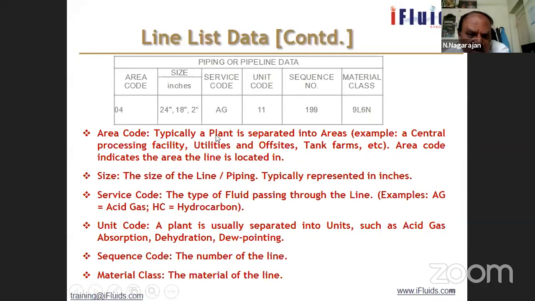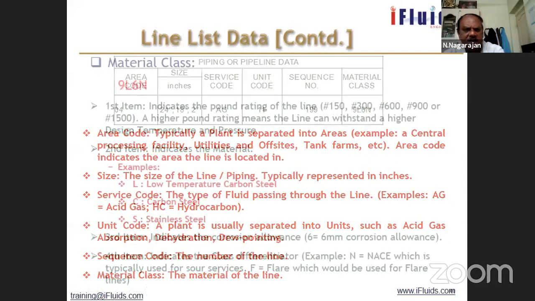Service code, what is the service? AG, acid gas, HC, hydrocarbon. Like that we put the service code. Unit code is, the plant may be separated into different units. Within the acid gas plant, you may have absorption, dehydration, dew pointing. So these are all the units, to identify where the pipe is exactly located. Sequence code, the number is given sequentially from the starting of the plant to the end of the plant. Last one is material class. So let us see that in the next slide.